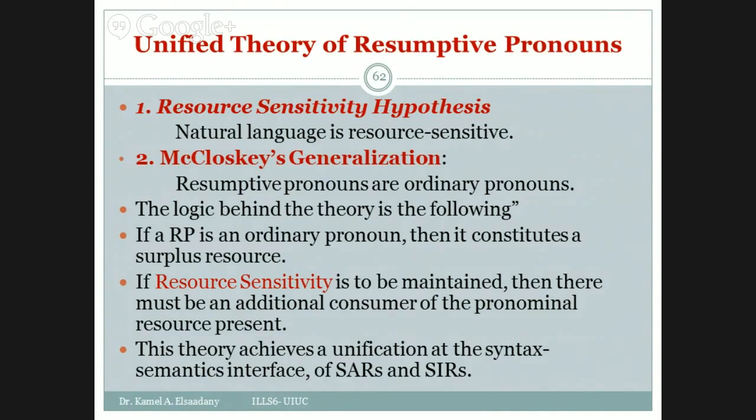Then the logic behind the theory is the following. If an RP is an ordinary pronoun, then it constitutes a surplus resource. If resource sensitivity is to be maintained, then there must be an additional consumer of the pronominal resource present. So this theory achieves a unification at the syntax-semantics interface of the two different types of the resumptives that I have just illustrated. I think I will stop here.